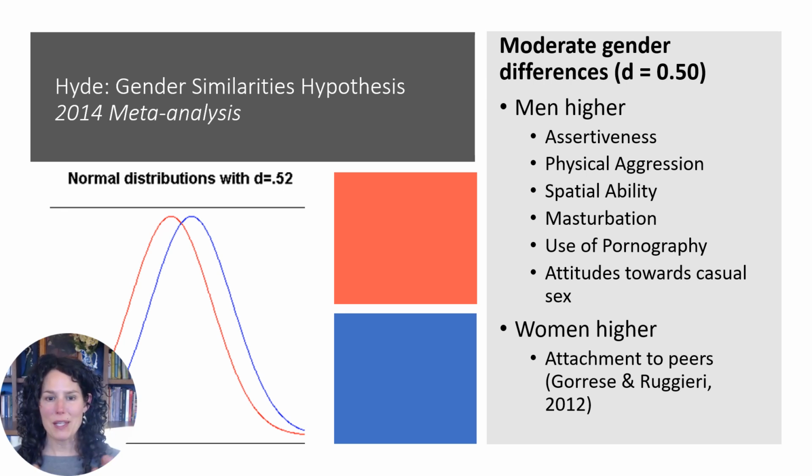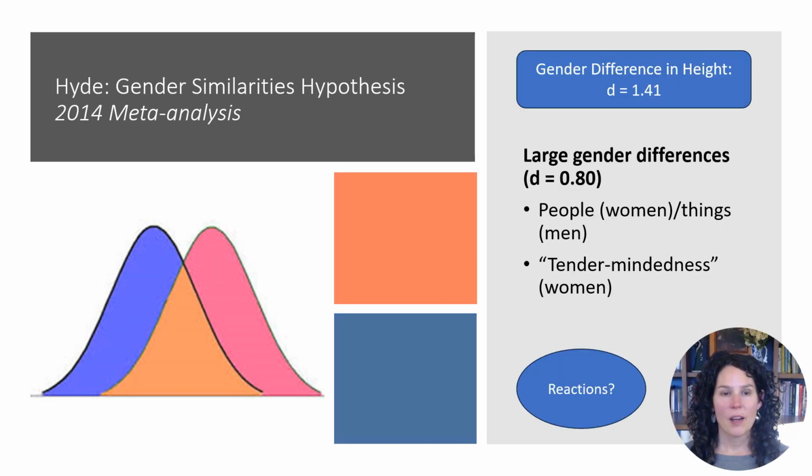But again, when we look at these curves, we can see that there's a whole group of women, maybe a third of women, who are higher on assertiveness than two-thirds of men, or maybe it's more like 40% of women are higher than 60% of men or something like that. So we have to remember there are groups that really define this trend, even if the average might be moderately different.